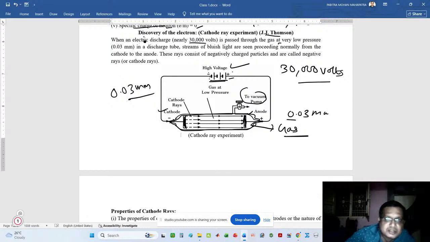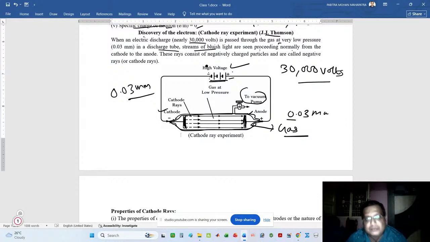Again, I want to repeat. When an electric discharge of nearly 30,000 volt is passed through the gas present in the discharge glass tube at a very low pressure, that is 0.03 mm, then what happened? A stream of bluish light is seen proceeding normally from the cathode to anode.